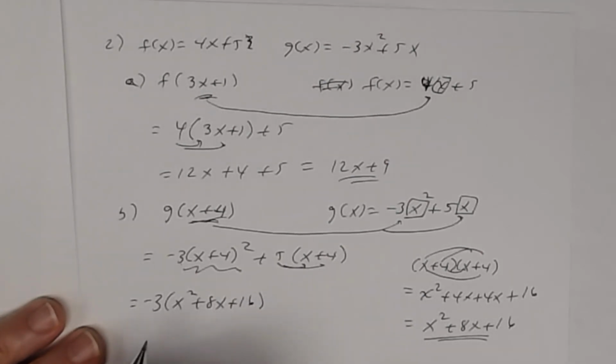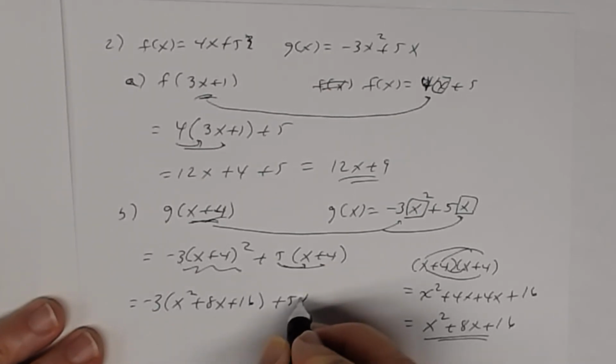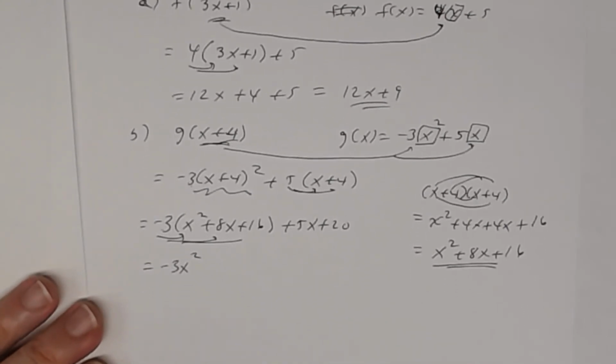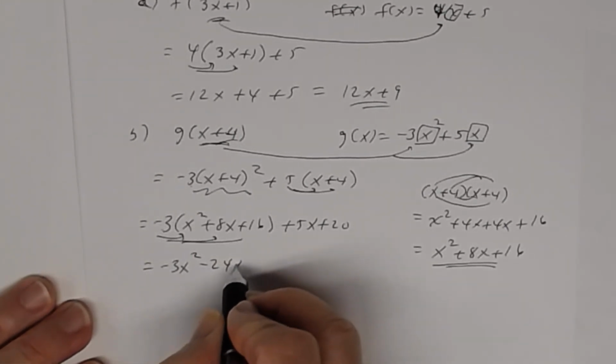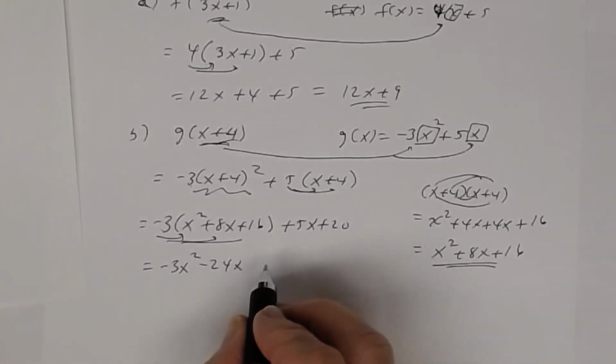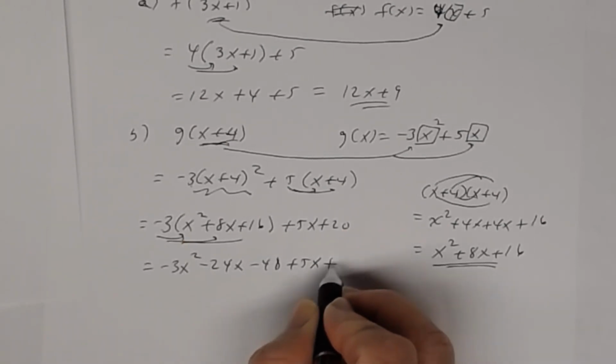And I'm going to go ahead and distribute the 5 here. So I'm going to get 5x plus 20. Distribute the negative 3. I'm going to get negative 3x squared. A negative 3 times 8x is a negative 24x. A negative 3 times 16, if you need to use your calculator, use your calculator. Negative 3 times 16 will be a negative 48. And then plus 5x plus 20.